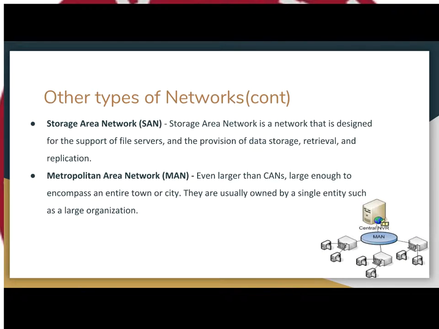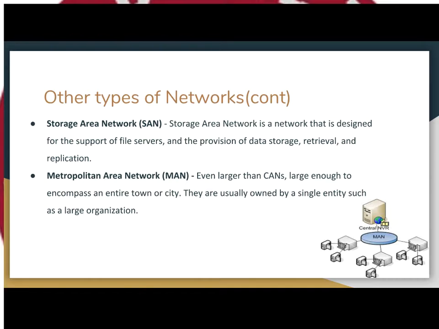The next two are storage area networks and metropolitan area networks. A metropolitan area network is basically the same thing as all the other networks, but even larger in area. It's actually the second largest, second only to the WAN, which can cross over countries. Metropolitan area networks usually encompass an entire town or a city, and they're usually owned by a single entity or company, or more specifically a government building, and it's usually headed up there and then spread out throughout the entire rest of the city.